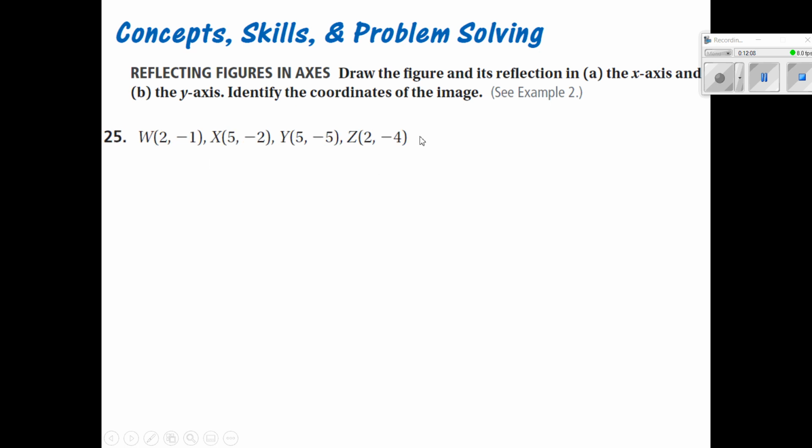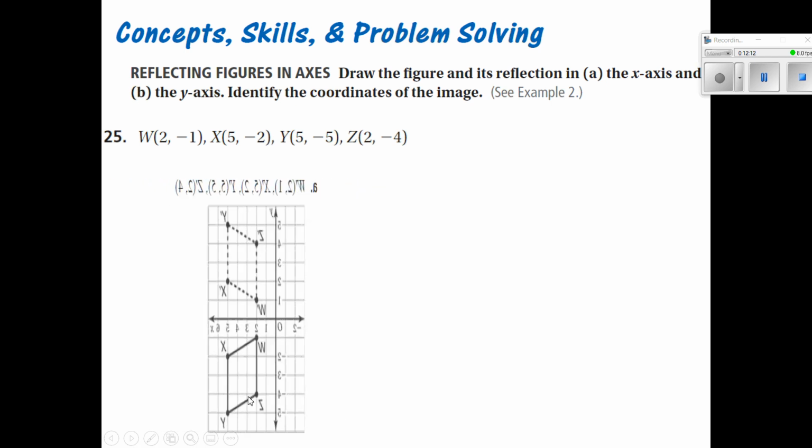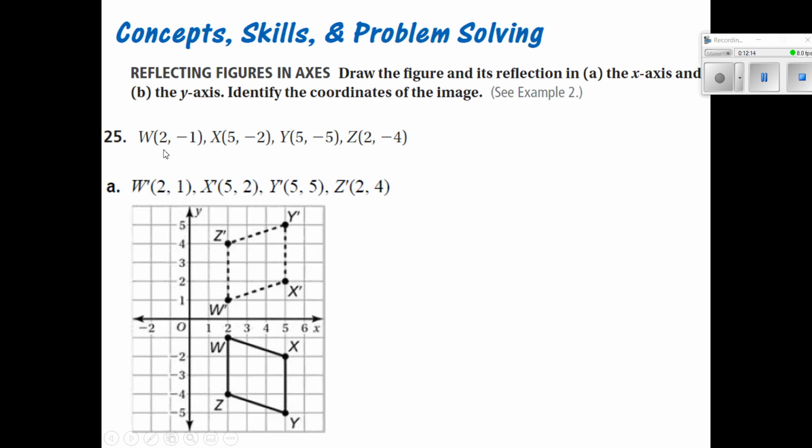Number 24 is for you to do. For 25, we have W, X, Y, Z. When I go to create that, I get something down here. You see that I got (2, -1), (2, -1). (5, -2), that's (5, -2). (5, -5) is (5, -5). And Z is (2, -4), (2, -4).